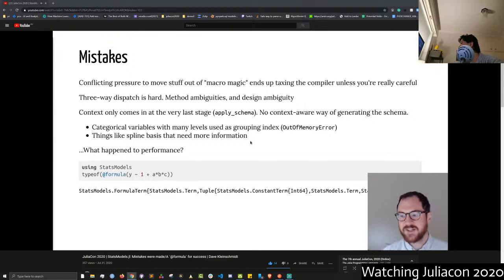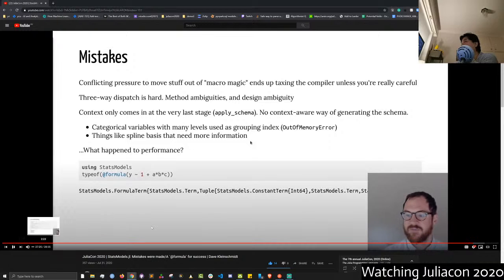Okay. The last thing is, what the hell happened to performance? Performance on this system is frankly not as good as it should be, and a big part of that is that we're hitting the compiler really, really hard, because if you look.